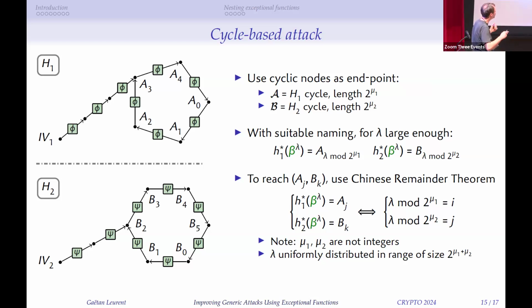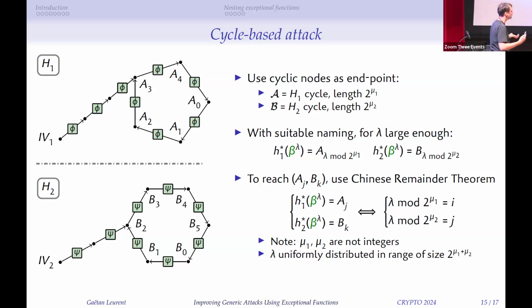And in fact, if we pick the indices correctly, what happens is when you process lambda blocks of beta, you will end up in a state that is exactly A index lambda modulo the length of the cycle. And then for the other function, it will be B index lambda modulo the length of the cycle. That's just by constructing this very simple structure.